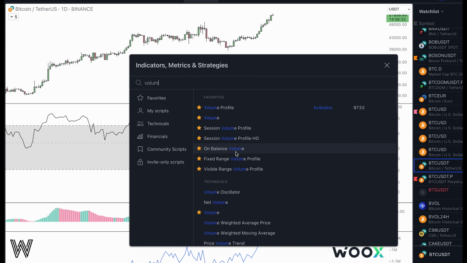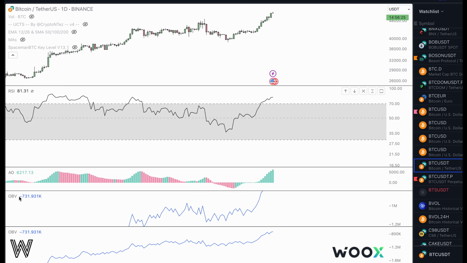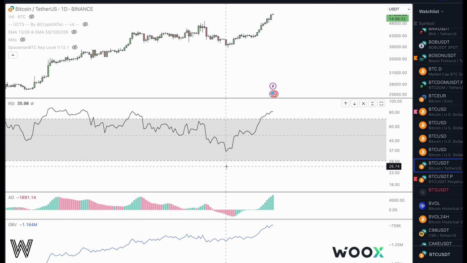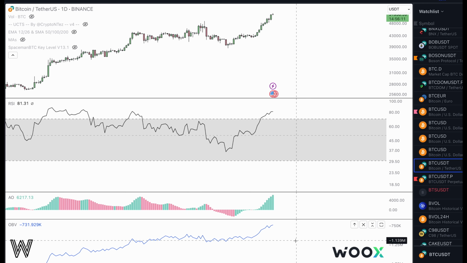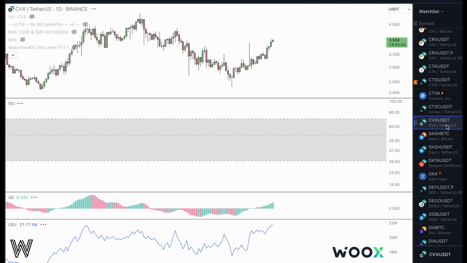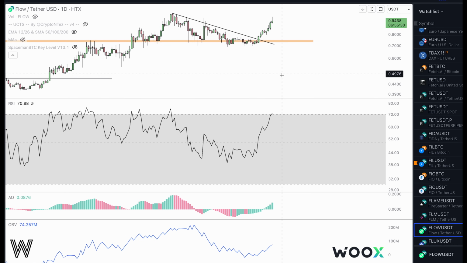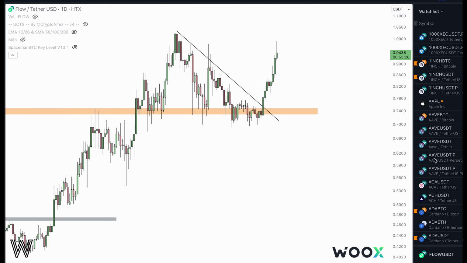On Balance Volume. Okay, this is a very important indicator because it shows you exactly the incoming and outgoing volumes on an asset, but real volumes. I recommend it especially on coins that have volume, for example Bitcoin and Ethereum, also XRP, INJ. For small cap coins that have low volumes, using it doesn't make sense because it will give you false signals. For example, CVX always gives you really false feedback.